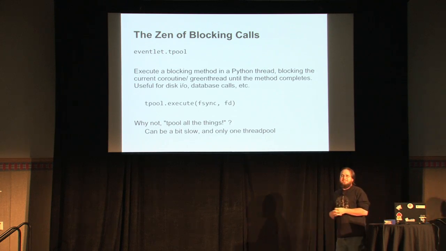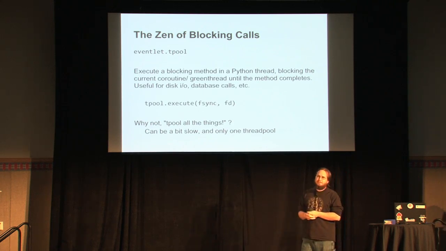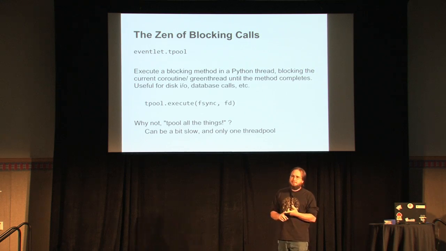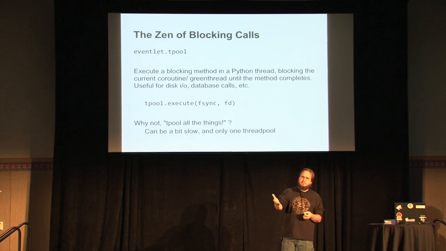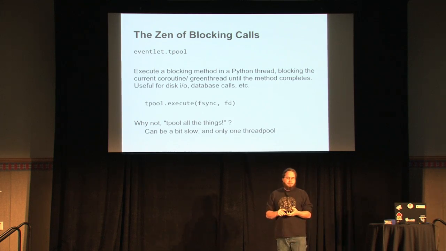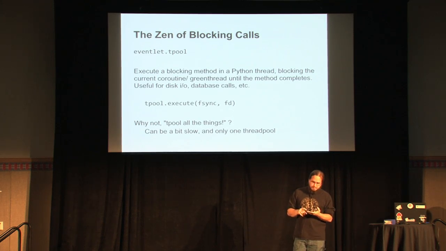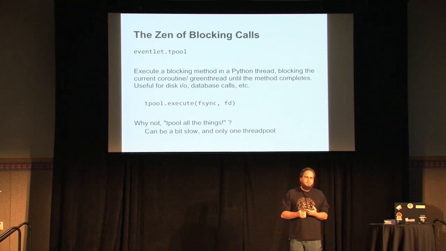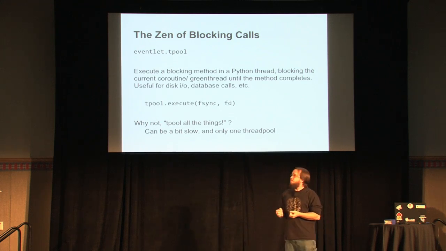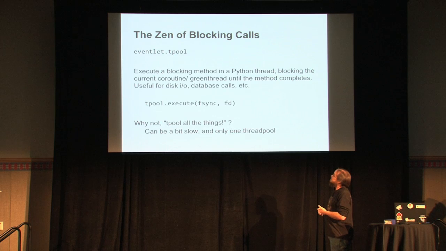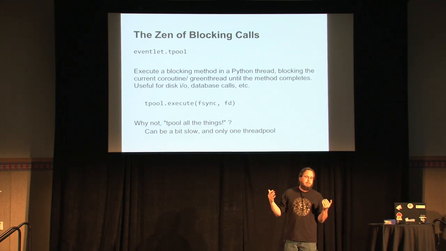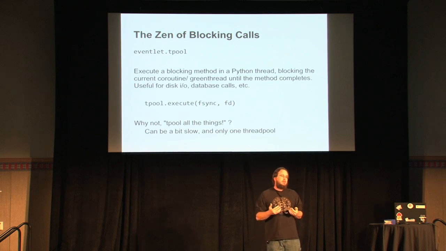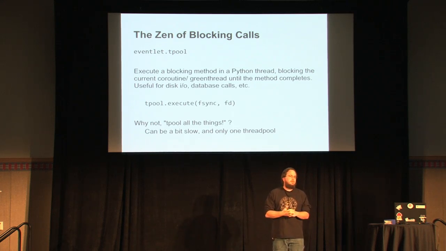So yes, my next slide: the Zen of blocking calls. You have something that blocks that isn't able to cooperatively multitask. That can be intensive CPU tasks, like what you're talking about. It can be disk I/O. It can be database related. So Eventlet has this idea of a tpool. The tpool is basically a thread pool that it has running internally, and it's very similar, if you're from the Twisted world, to the deferToThread idea.